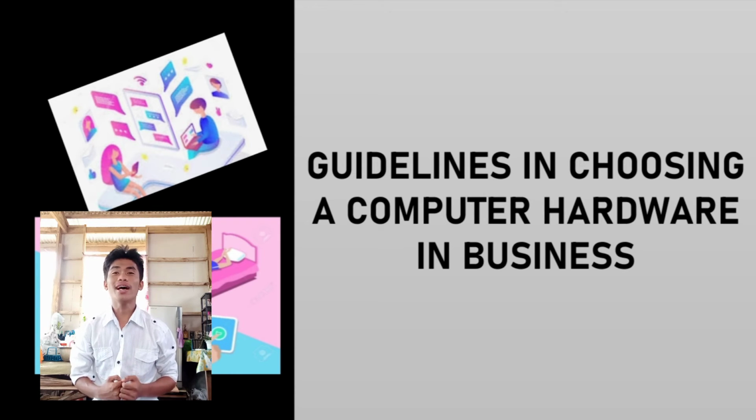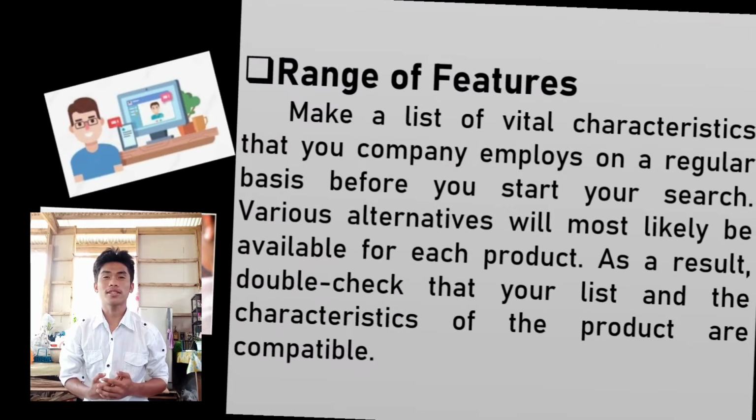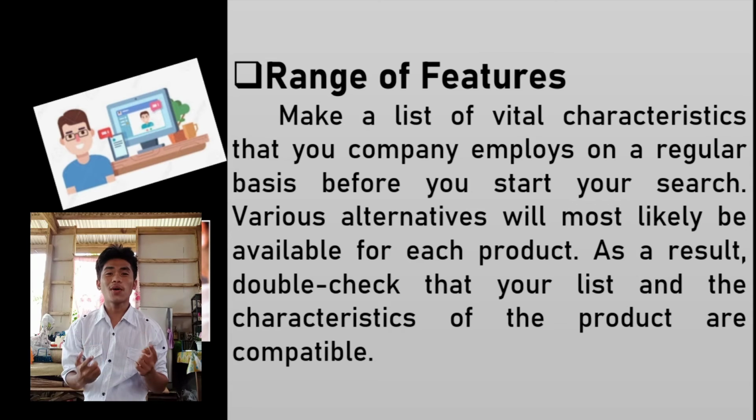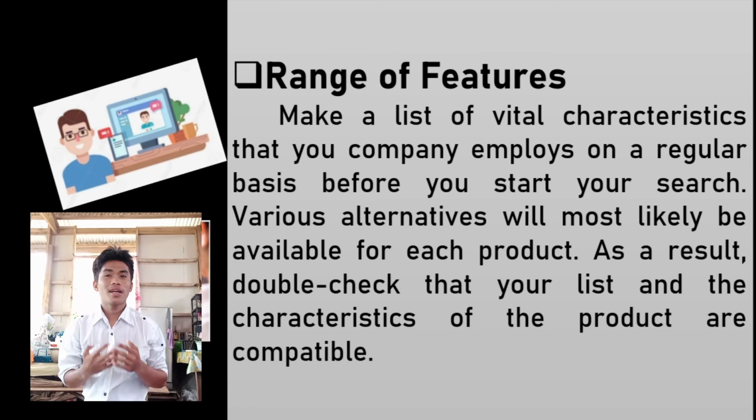So first, we have range of features. Make a list of vital characteristics that your company employs on a regular basis before you start your research. Various alternatives will most likely be available for each product. As a result, double-check that your list and the characteristics of the product are compatible.